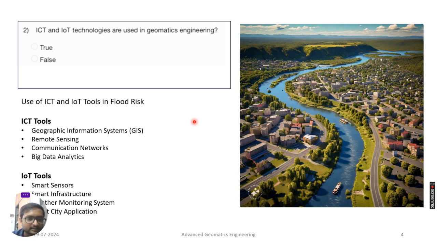The next is: ICT and IoT technologies are useful in geomatics engineering. Is it true or false? It is true because we are using various software and tools to handle big data sets, such as satellite data sets or GIS data sets. Using those data, we are taking decisions, communicating alerts and other important messages to the nearby populations. And IoT tools depend on various kinds of sensors which are available to monitor different environmental phenomena happening around you.